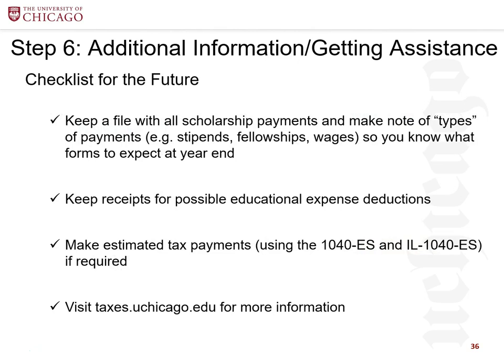For the future, so for 2019 and beyond, you want to make sure that you're keeping a file with all of your scholarship payments and that you're trying to categorize them into types of payments as you receive them. So you want to talk about the differences between stipends, fellowships, and wages throughout the year to save yourself time when it comes to tax filing. Also, you want to keep receipts for possible educational expense deductions. You want to make sure that you're making estimated tax payments. So visit that university website that provides more information about estimated tax payments and ask questions throughout the year if you have them rather than waiting until the very end.